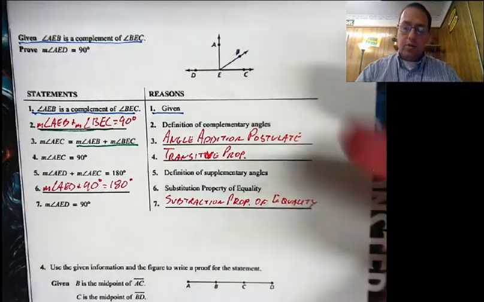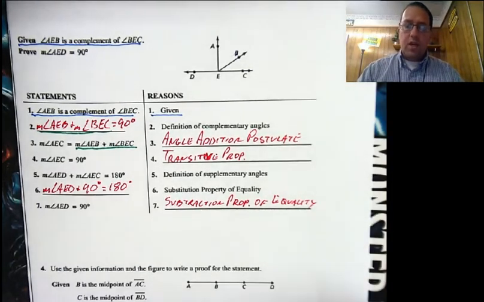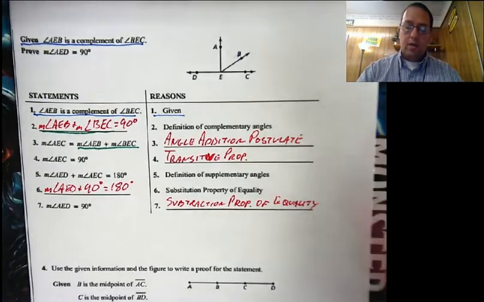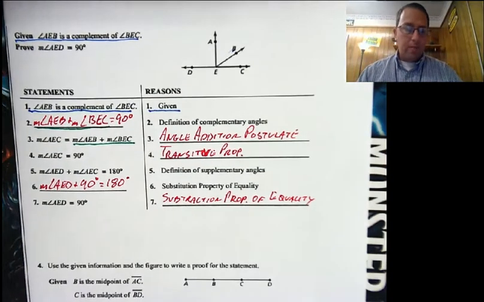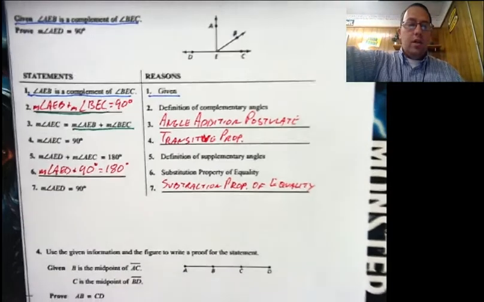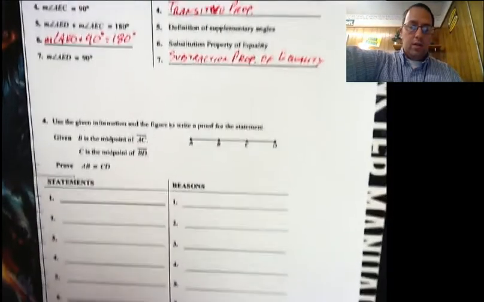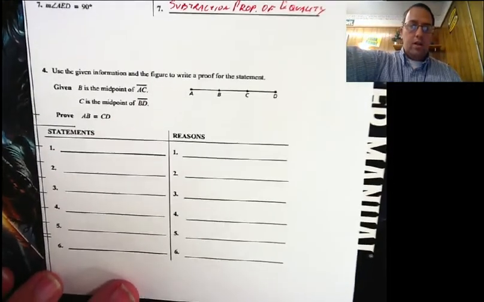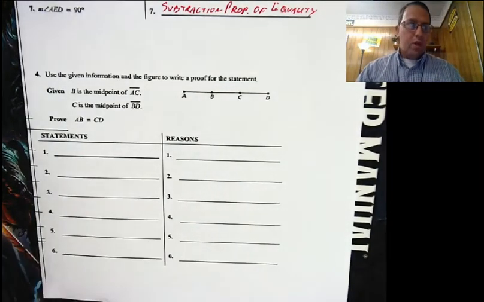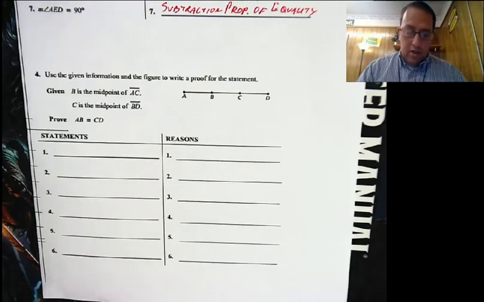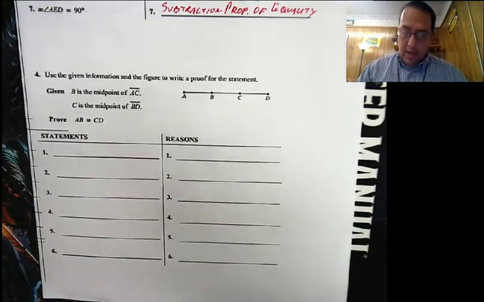Again, you'll notice I did not use the word prove anywhere in my statements or reasons. You do not use the word prove. All right, so again, not too bad, making a little bit more sense. And now we get this one here where they tell us nothing at all. They're not giving any to us. We have to come up with all of it on our own. So let's take a look at this. We are given that B is the midpoint of AC.